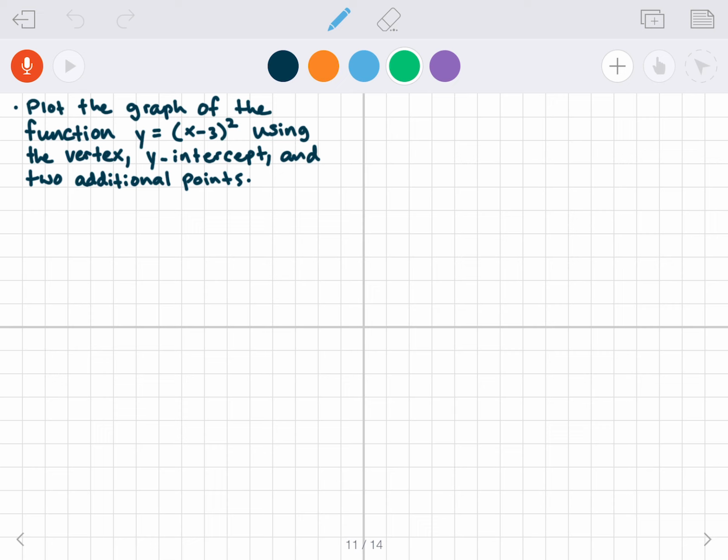All right, plot the graph of the function using the vertex, y-intercept, and 2 additional points. So, first thing I'm going to do is plot my vertex. This is in vertex form because I have y equals (x minus 3) squared, and I secretly have a plus 0 at the end. And so (h, k) is going to equal (3, 0). So that's my vertex. All right, we can see that here. So let's plot the vertex first at x equals 3, y equals 0, so that's going to be right here.